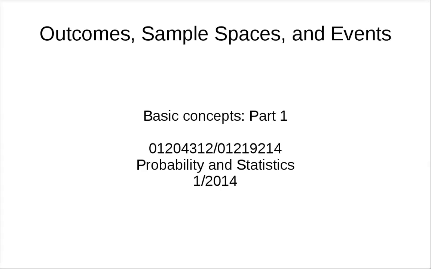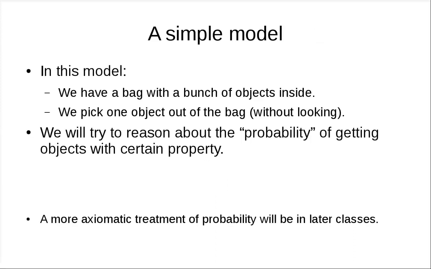In this clip, we will talk about basic concepts of probability theory. And we'll focus on a simple model. In this model, we will have a bag with a bunch of objects inside. And we pick one object out of the bag without even looking. And we'll try to reason about the probability of getting objects with certain property. A more axiomatic treatment of probability theory we cover in later classes.